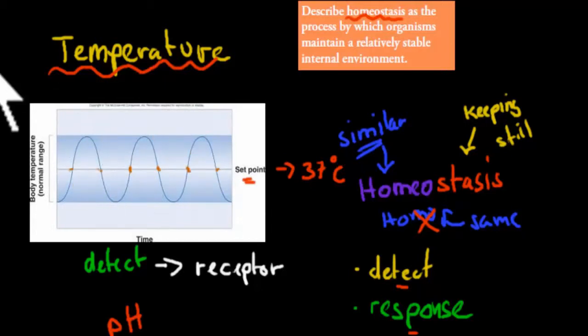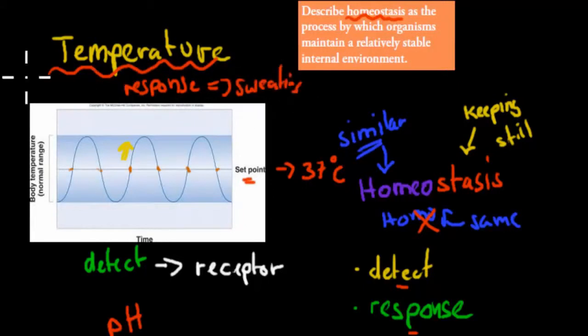So for example, if a body temperature goes too high, a response will happen. So that receptor has detected a change, and then the response happens. And the response, if it's too high, could be sweating. And sweating will help us bring it back down to 37 degrees Celsius. There are other types of responses that help us do this, but this is one example. If it's too high, the response will be sweating, which will bring us back down to 37 degrees Celsius.